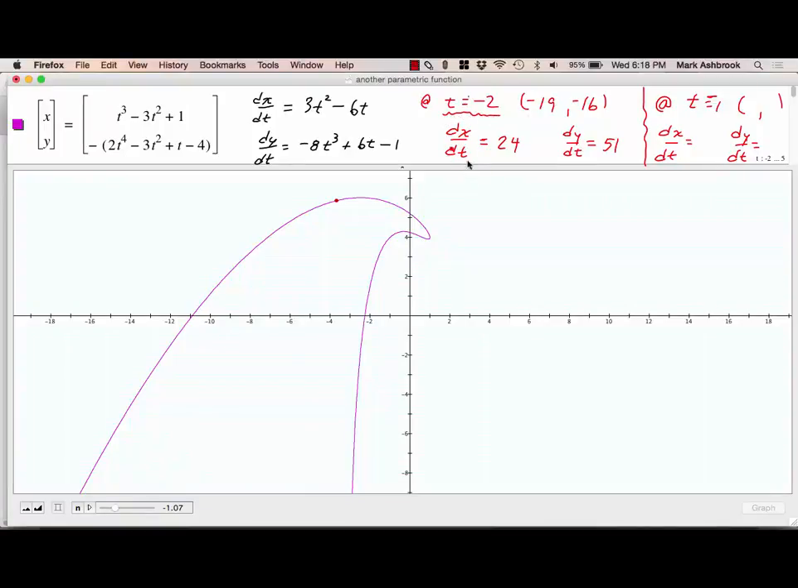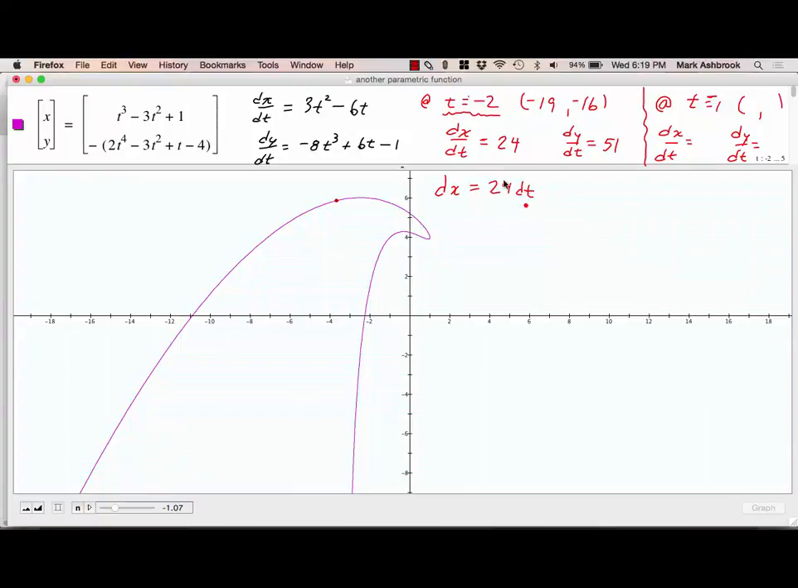And what this means is for a small change of t close to -2, the change in x is 24 times the change in t. So you can write it this way: dx is 24 times dt. It makes more sense to talk about just a small change in t close to -2, like from -2 to -1.99. A really small change in t. Then your change in x would be 24 times whatever you chose for your change in t, near t equals -2.